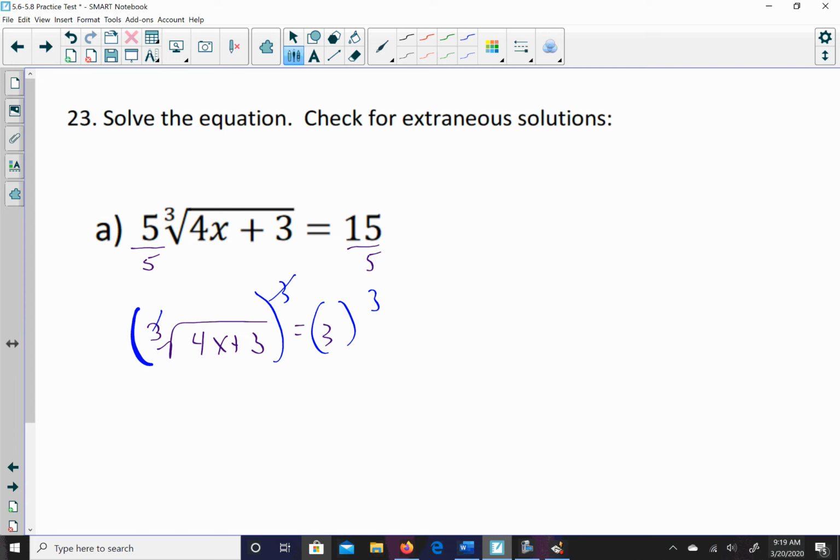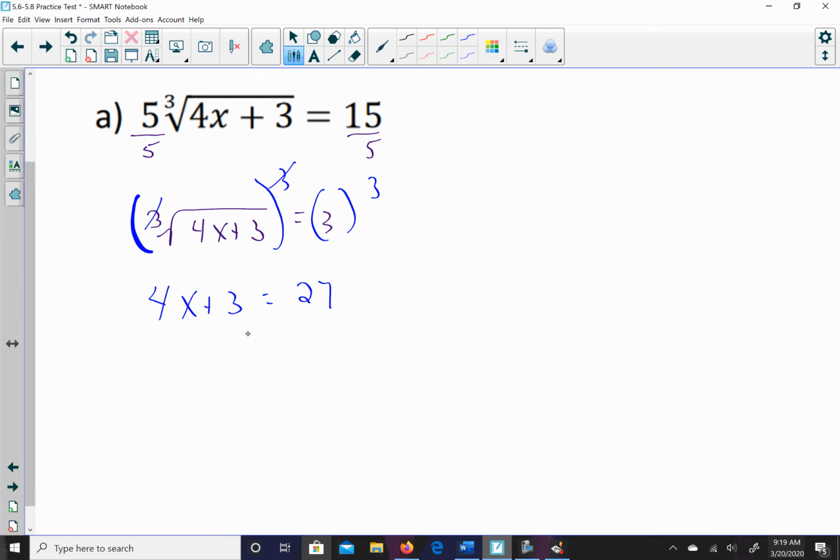When I do this, these two cancel each other, and I'm left with 4x plus 3. And then 3 to the third power is going to be 27. Then I'm going to solve this like a regular Algebra 1 equation. Subtract 3 from both sides, and I'm going to have 4x is equal to 24. Divide both sides by 4, and I get x is equal to 6.